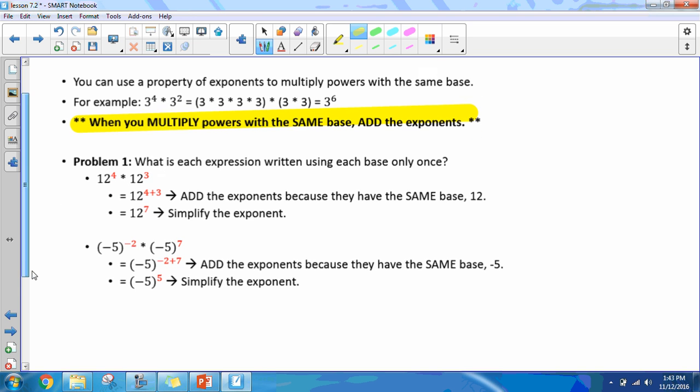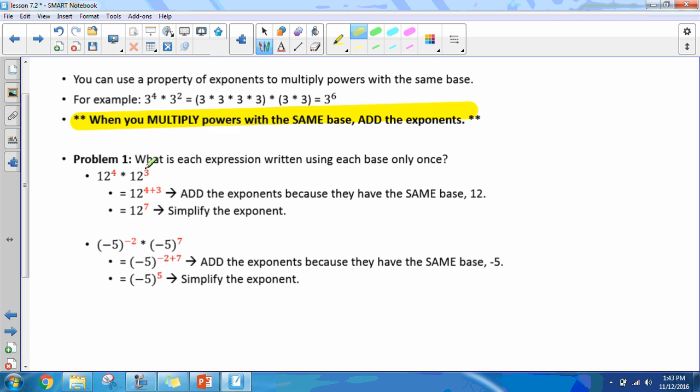For example, 12 to the fourth power times 12 to the third power. Since these both have 12 as the base, all we have to do is add the exponents and we get 12 to the seventh power. Another example is negative 5 to the negative second power times negative 5 to the seventh power. It doesn't matter if you have negative or positive exponents, as long as we have the same base, you just add the two exponents and we get negative 5 to the fifth power.